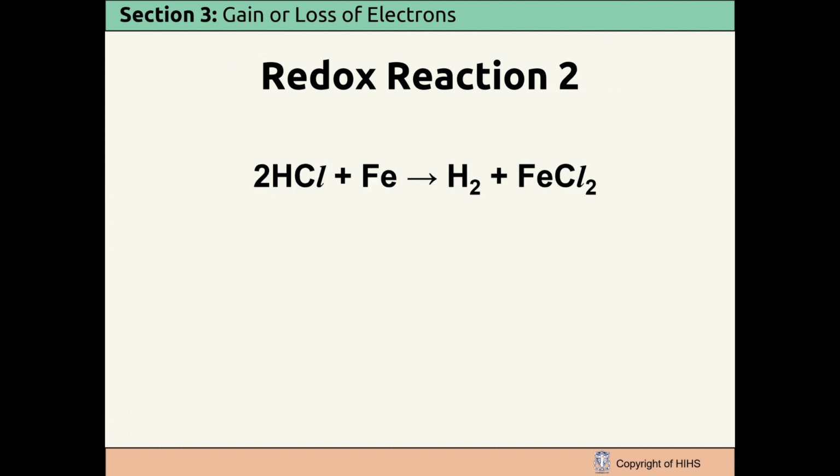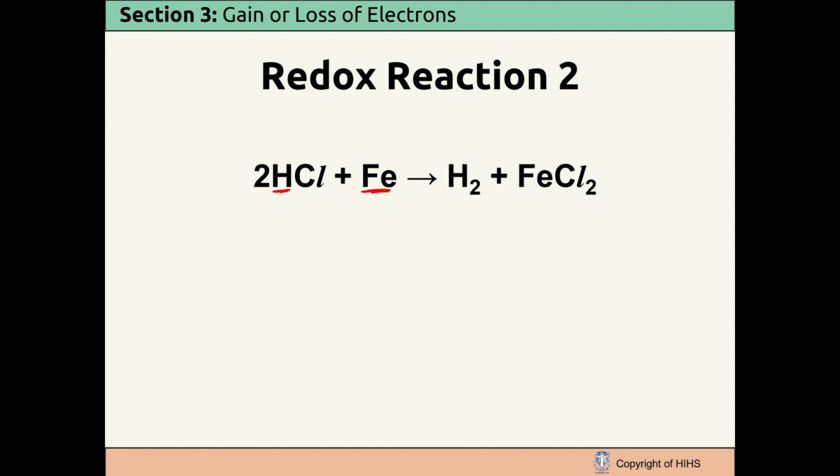Okay, so we move on to the next example. Hydrochloric acid plus iron to give you H2, hydrogen gas, and iron chloride. So we will determine based on the gain or loss of electron. Okay, so over here we focus on your H, hydrogen, and your iron here.